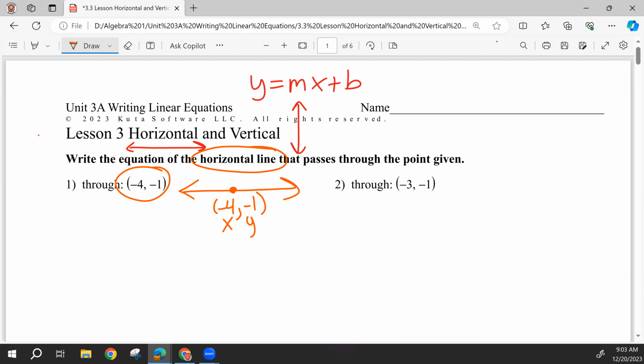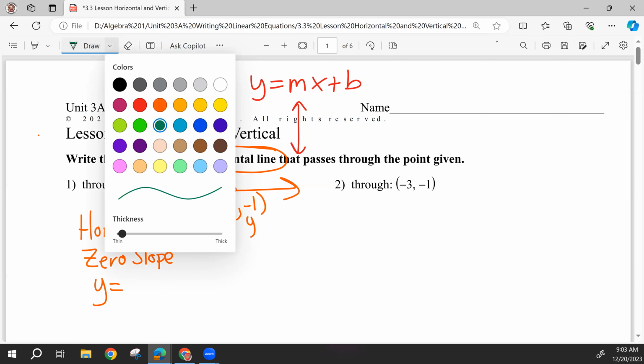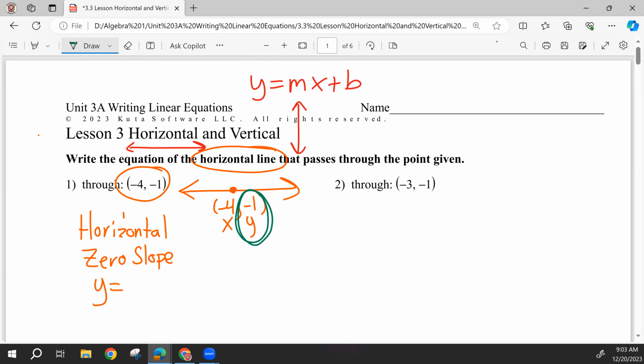A couple things to know about horizontal lines. Remember, they are always going to have zero slope. And when we write the equation of a horizontal line, it's going to be in the form y equals some number. And that number is the y value of any point on that line. So if I look right now, the y value of the point I want to go through is -1. If I put any point on this line that's completely horizontal, it's always going to have a y value of -1. And so when we write the equation of a horizontal line, we figure out what the y value of all the points are, and we say that the equation is y equals that number.